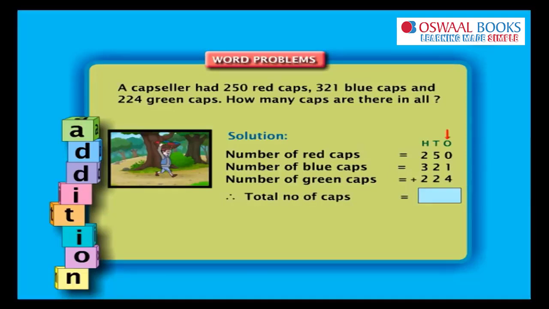224. Add the ones column. 0 plus 1 plus 4 is equal to 5. Add the tens column. 5 plus 2 plus 2 is equal to 9. Add the hundreds column. 2 plus 3 plus 2 is equal to 7. So, the total number of caps is equal to 795.